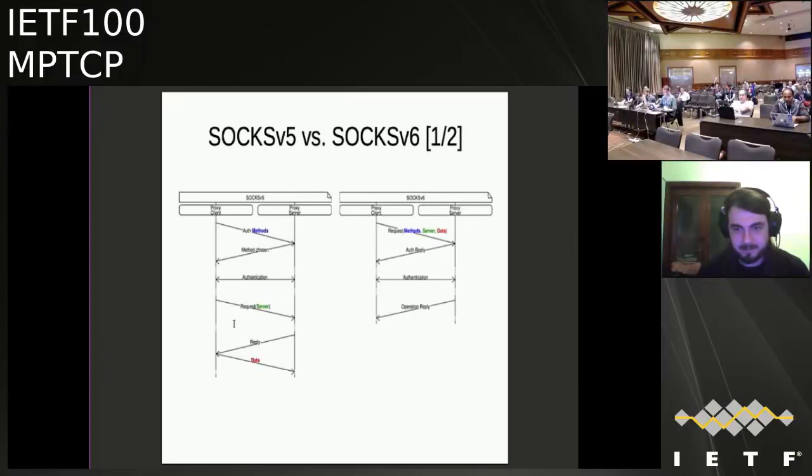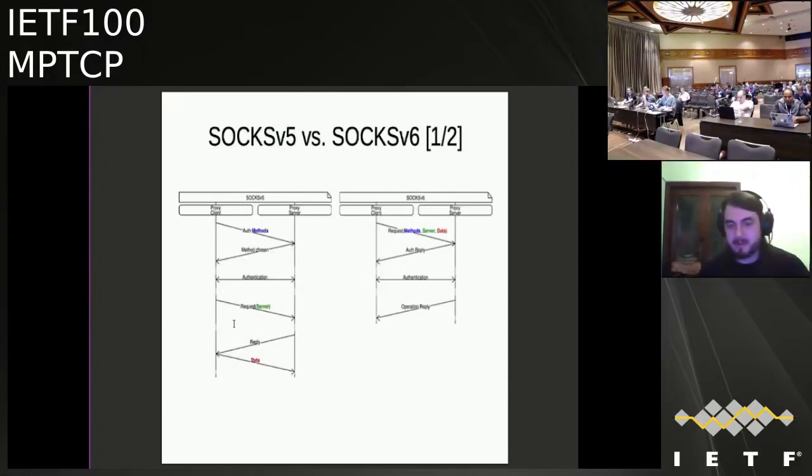So next slide, please. So this is basically how SOX 6 looks when compared to SOX 5. So in SOX 5, the client first advertises its known authentication methods, and the server, the proxy, chooses one of those methods. And then they go through the authentication process. Then the client makes a request for the proxy to open up a socket, and only then can data flow.